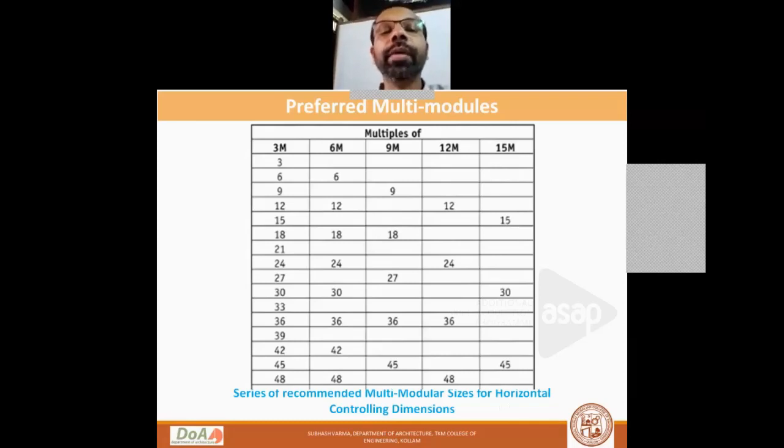And for 15 mm basic module, we have only 15, 30, and 45. So from this table, we can infer that as the size of the basic module increases, the number of planning modules to which it can be fit reduces.